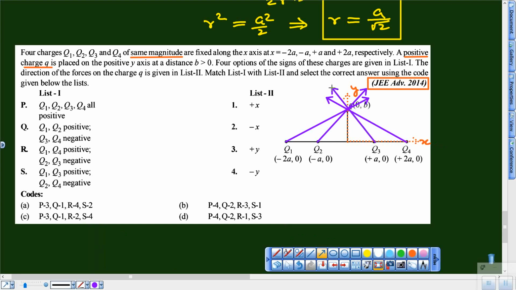also would be repulsive. You can see that the sum of all these four forces, definitely due to symmetry, is going to come out to be along this. I can confirm that. That is why it is in the positive x direction. So that shows that for P, the option would be 3.